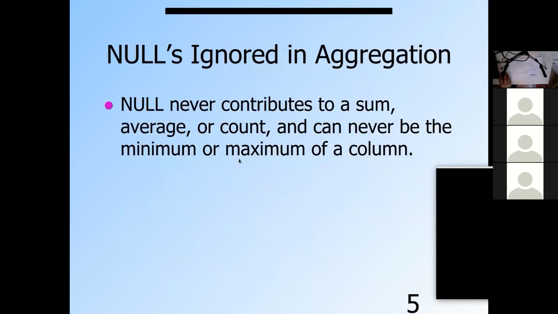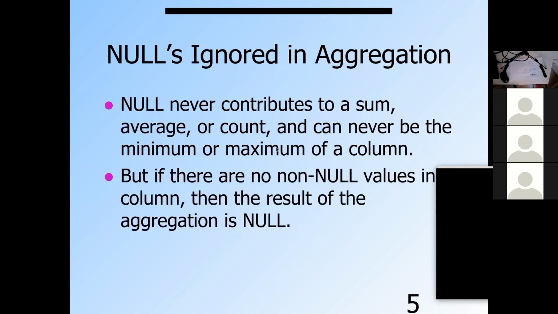Null values are ignored in aggregation. They never contribute to a sum, an average, or a count. They can never be the minimum or the maximum. So nulls just get ignored. It's a special way nulls are treated. But if they're all nulls, then the aggregate result is null itself. Later today, we're going to talk a little more about nulls and exactly what they mean.